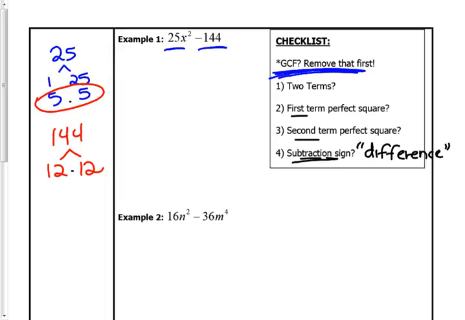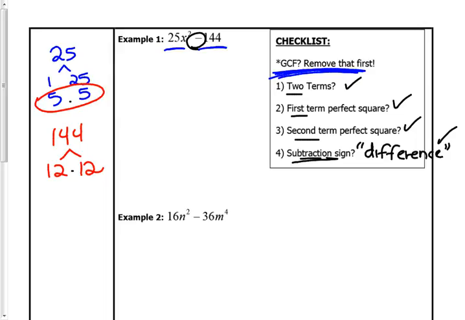Okay, is there a subtraction sign? Yes, there is. So when we can go through and check the boxes off of everything, if everything works out, then we have what's called a difference of squares situation. And we factor that a special way.